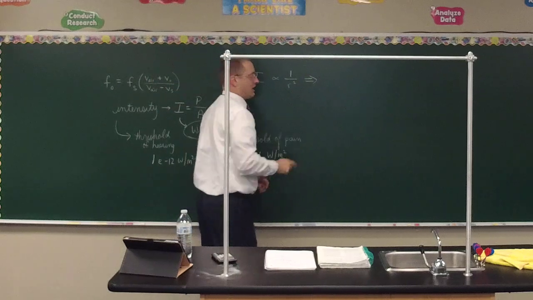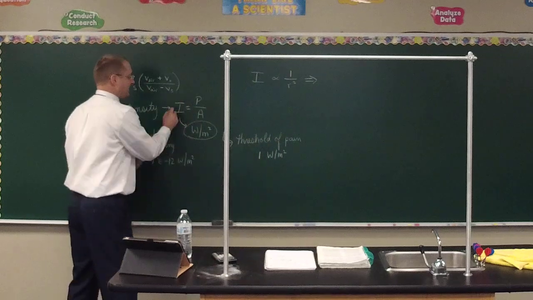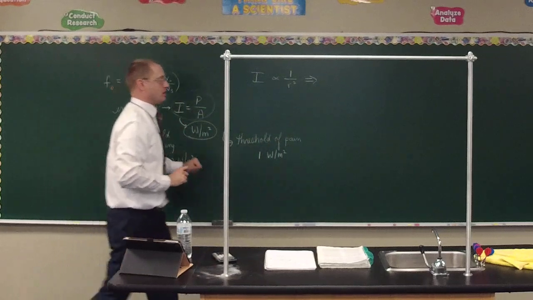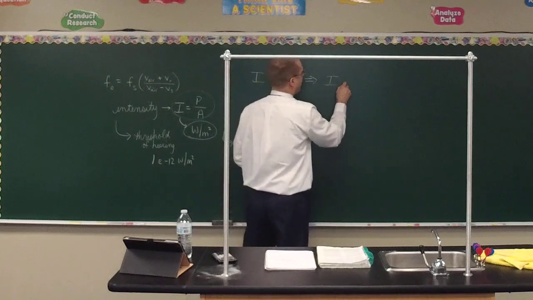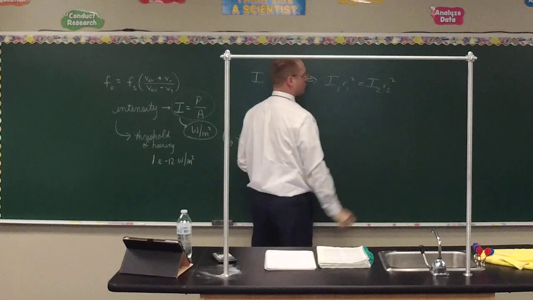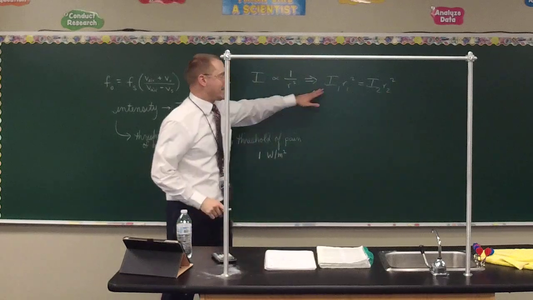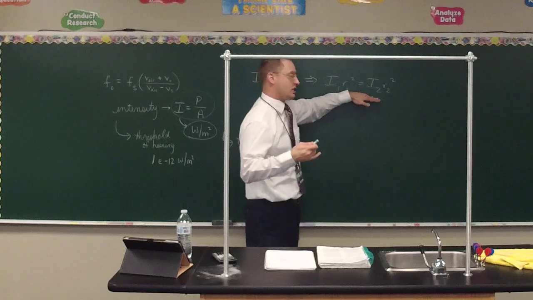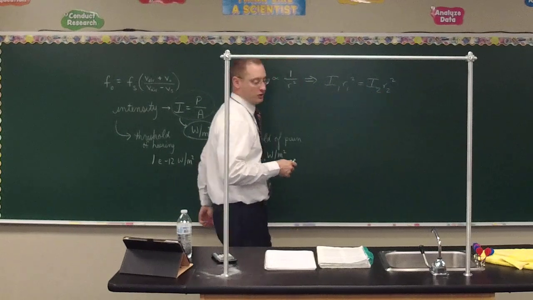That leads us then to the next equation. I guess technically this is an equation we'll use a little bit, but a major equation we'll use in this section, and that is I1 R1 squared equals I2 R2 squared. The intensity at a certain distance squared equals the intensity at another distance squared from that source.